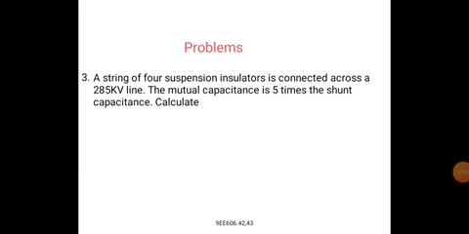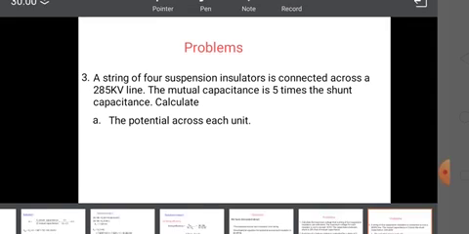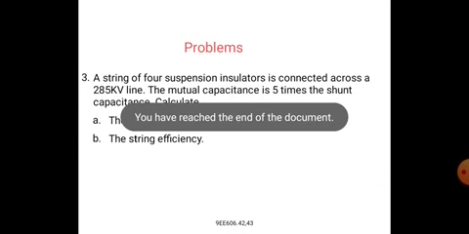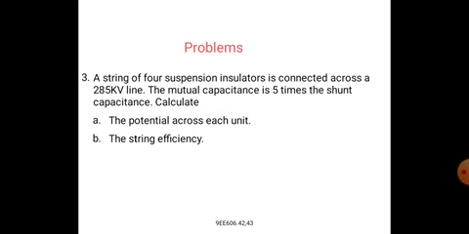Next, a string of four suspension insulators is connected across a 285 kV line. The mutual capacitance is 5 times the shunt capacitance. Calculate the potential across each unit and the string efficiency. So the line voltage is 285 kV, and the mutual capacitance is 5 times the shunt capacitance, so K is 1 by 5, that is 0.2. K is equal to 0.2.